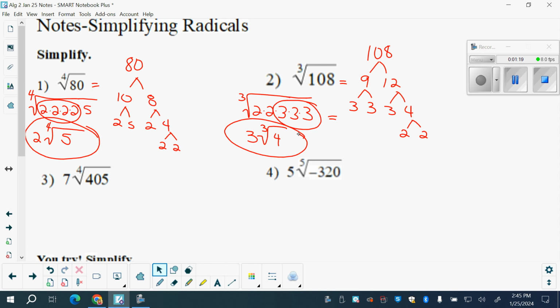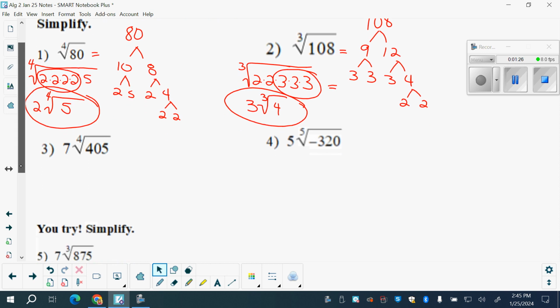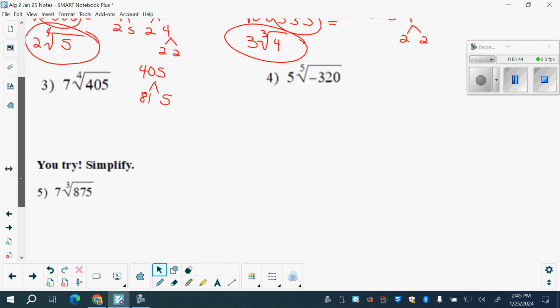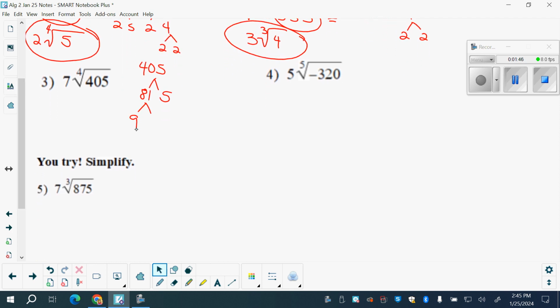Any questions on that? Okay, 405. What's the number that goes into 405? 5. So it ends in 5. So we know 5 goes in there. Is it 81 times? Can somebody check my mental math? Yeah. Okay. So what goes into 81? 9 and 9. And then 3, 3, 3, 3.